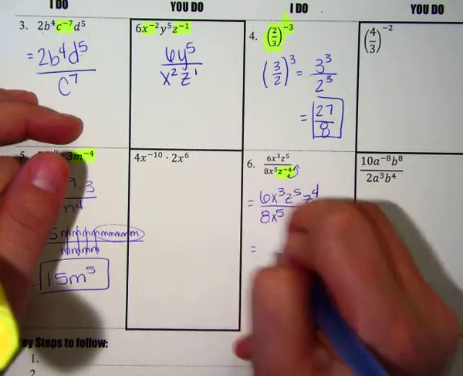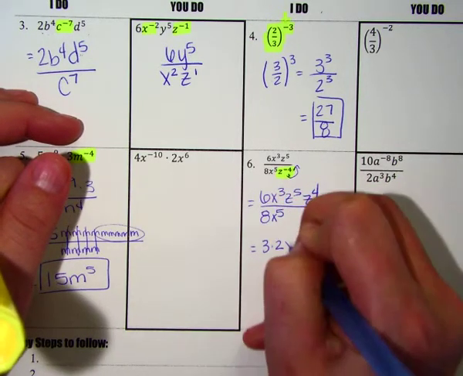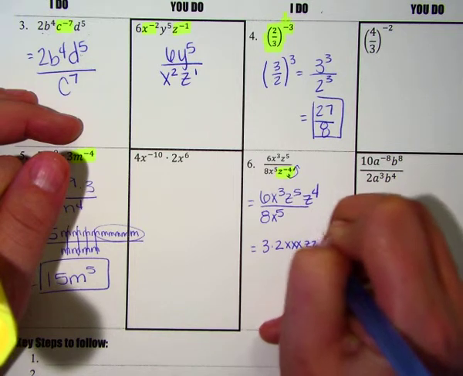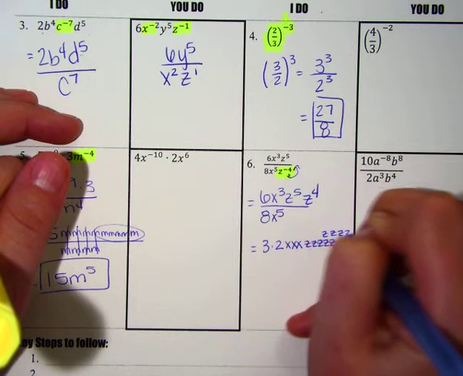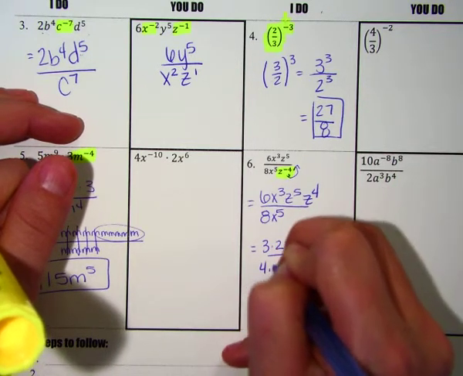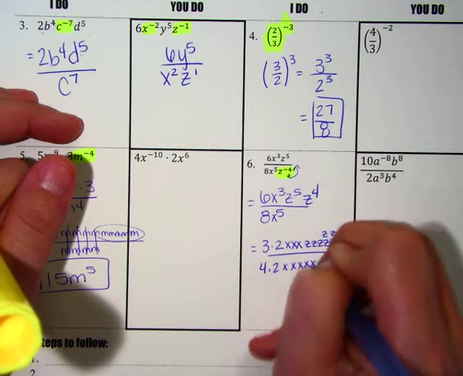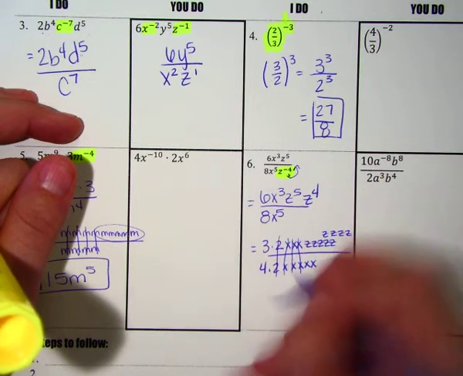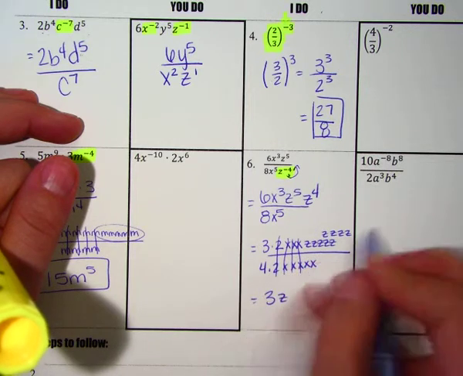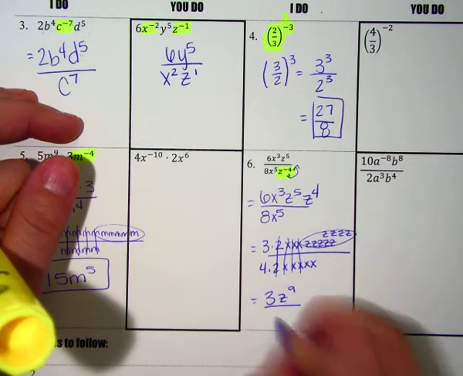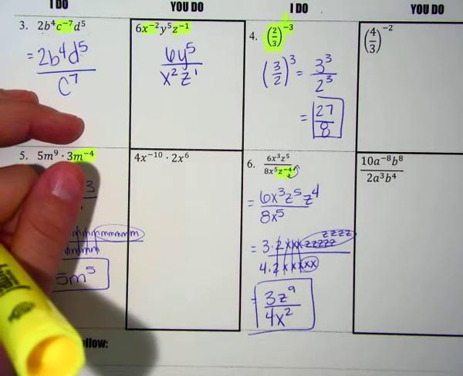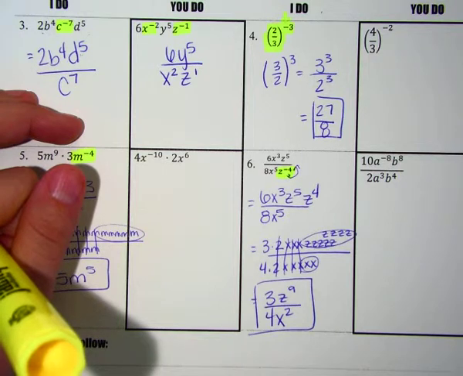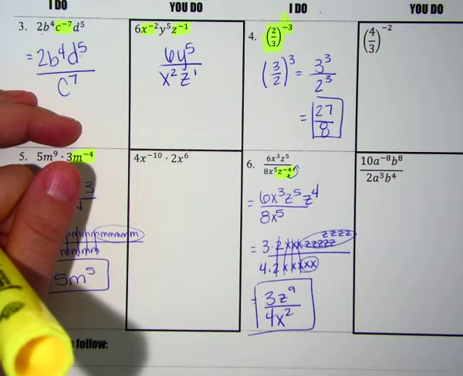From here, we simplify as usual. 3 times 2, x to the 3rd, z to the 5th, z to the 4th, all over 4 times 2, x to the 5th. We're left with 3z to the 9th over 4x to the 2nd. Then you should do the last one on your own. Check the answer keys if you need some support.